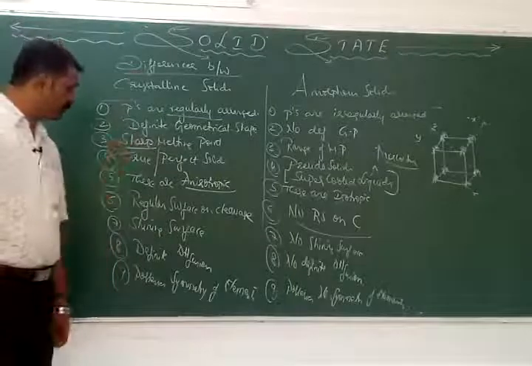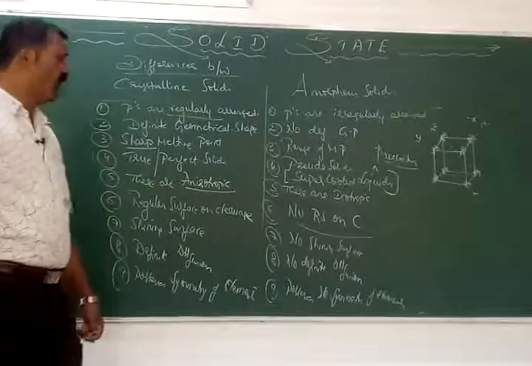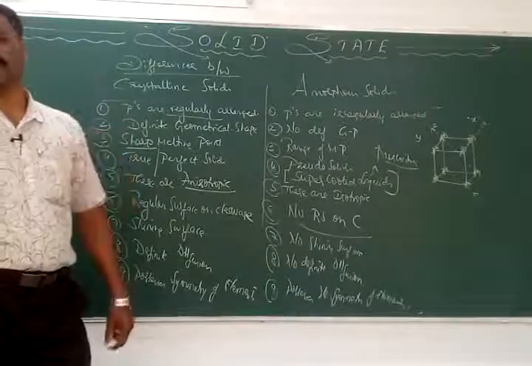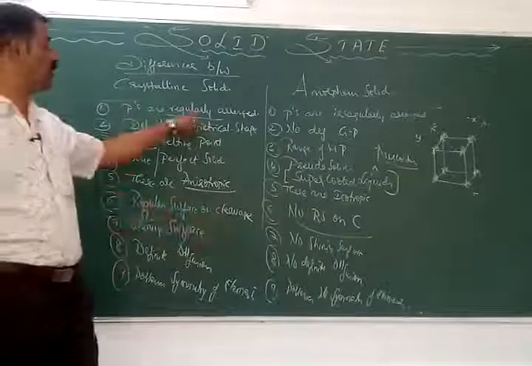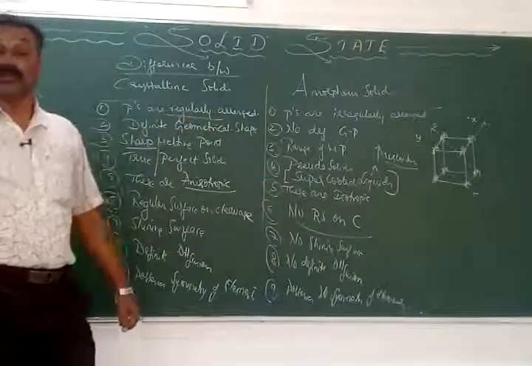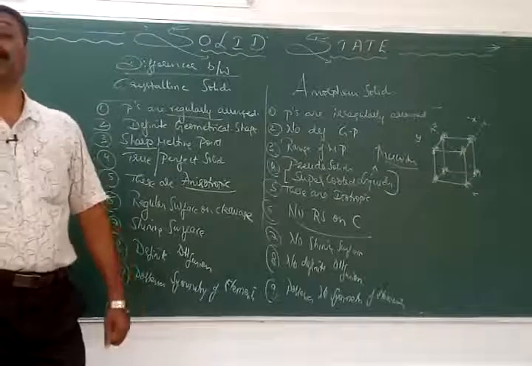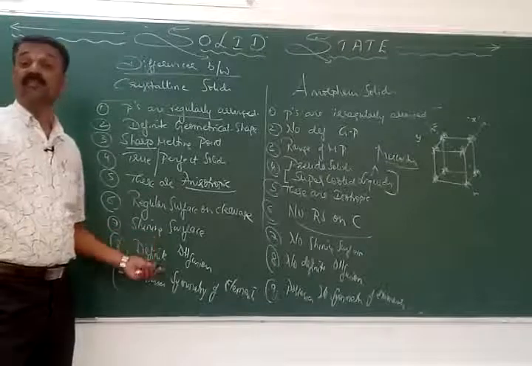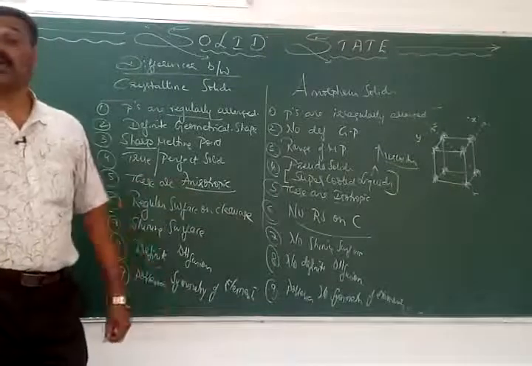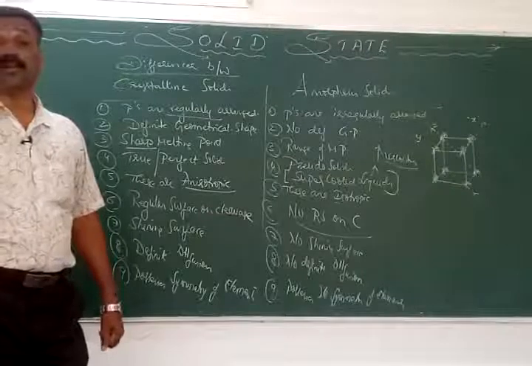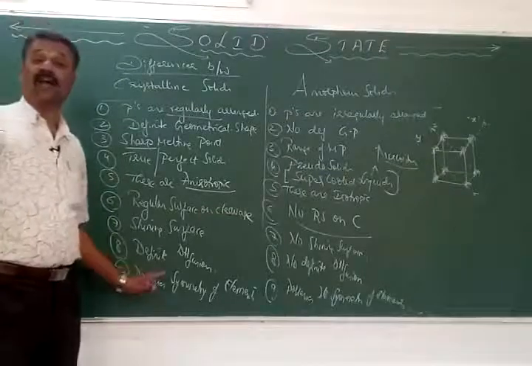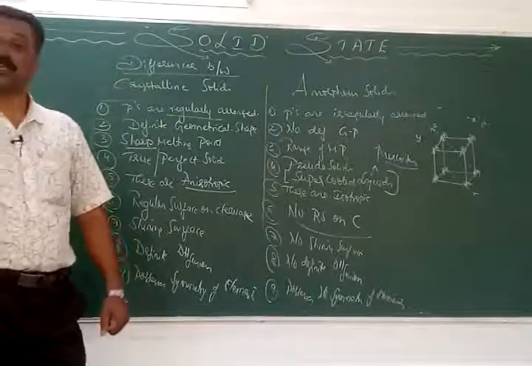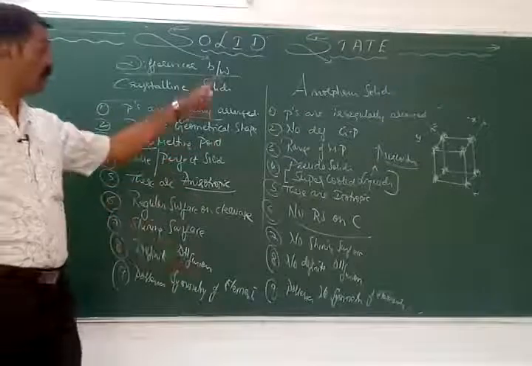Okay. Then, a regular surface on cleavage. If I cut a crystalline solid, we get a regular surface. Why? Because the arrangement is regular. But there is no regular surface when I cleave an amorphous solid. Then, having a regular arrangement, they can have a shining surface. But due to the irregular arrangement, upon breaking there is no shining surface. Then, if the arrangement of the particles is quite regular, equidistant, the enthalpy of fusion is going to be the same. But there is no definite enthalpy of fusion for amorphous solids.